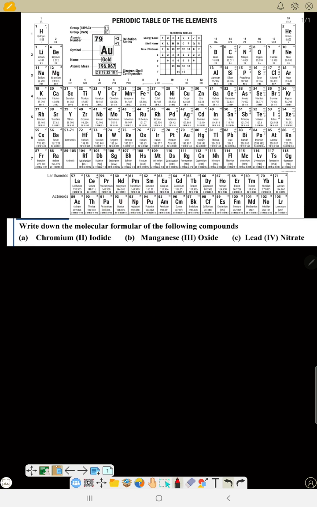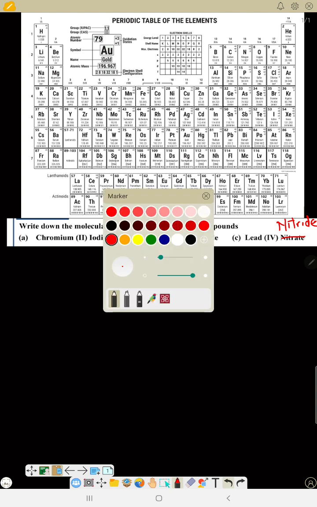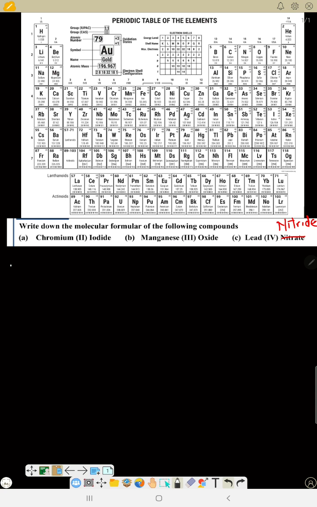So change this to nitride. So I'm not doing nitrates now, that is polyatomic ions. So now lead 4 nitride. Lead 4 nitride.